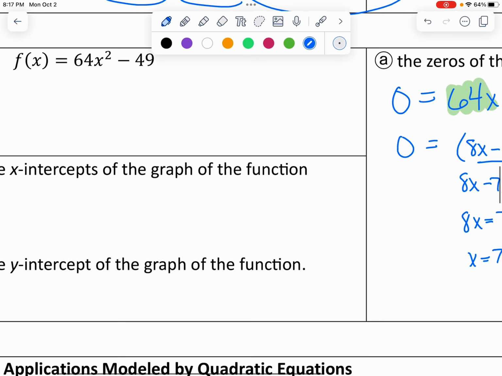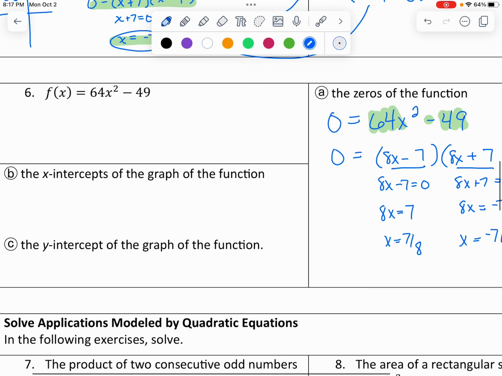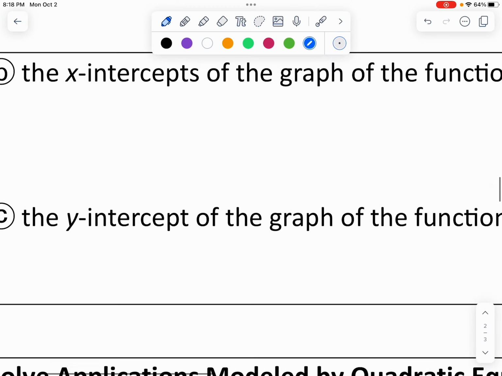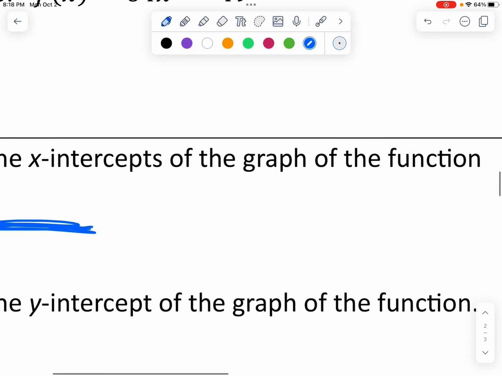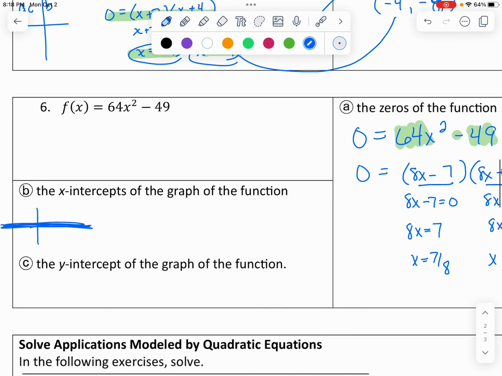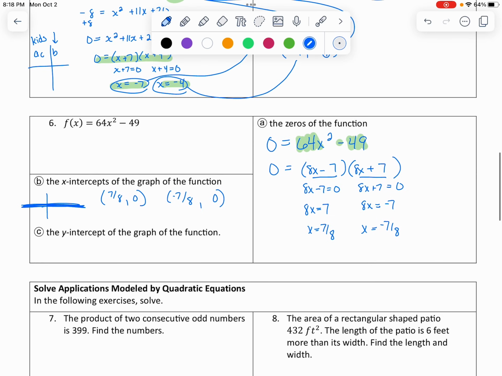So it says, what are the x-intercepts? Think about where it crosses the x-axis. It's where it crosses the x-axis. In other words, what's the value of y when it crosses the x-axis? It's 0, right? That's what we just found. So one of them is 7 over 8 comma 0. And the other one is negative 7 over 8 comma 0. Those are the x-intercepts. Makes sense.